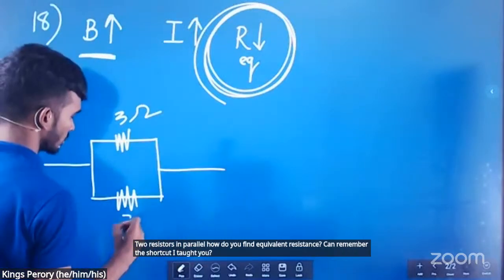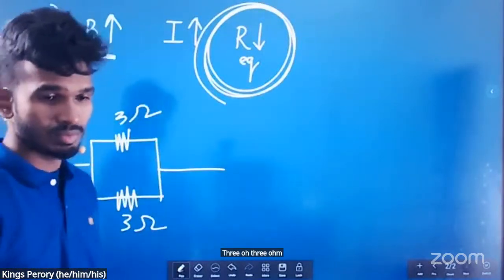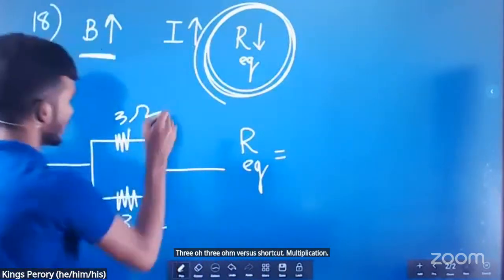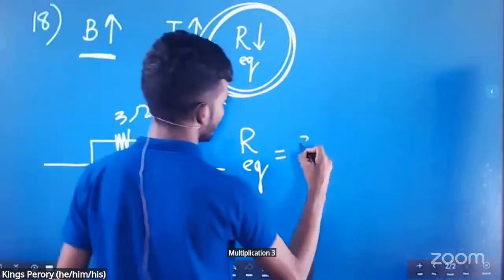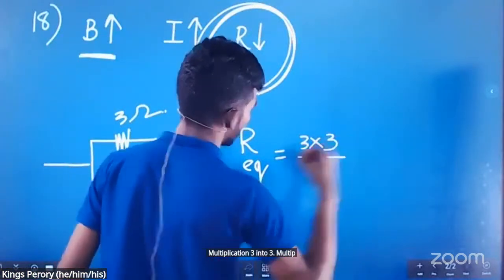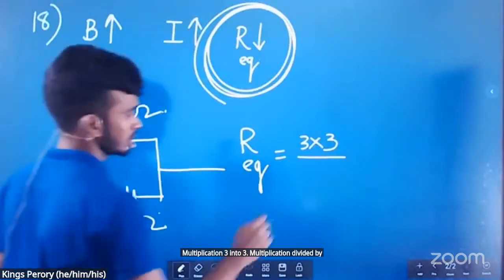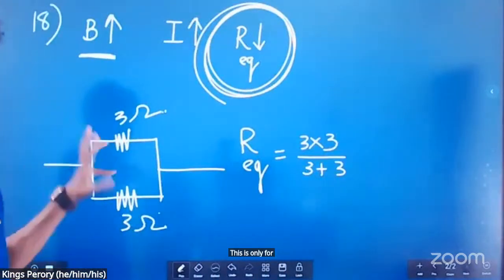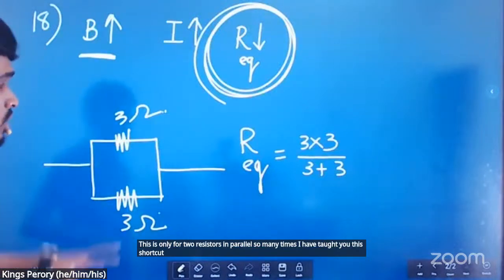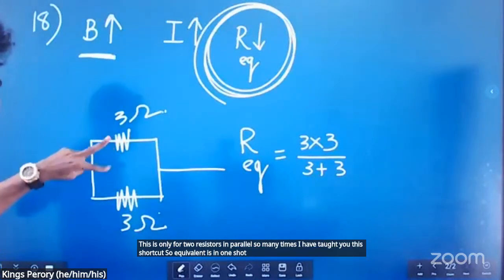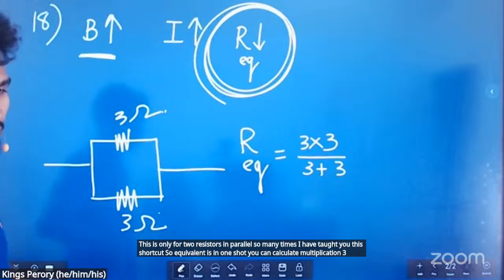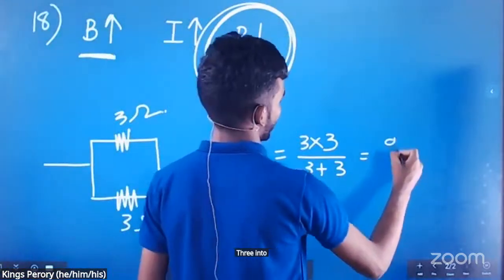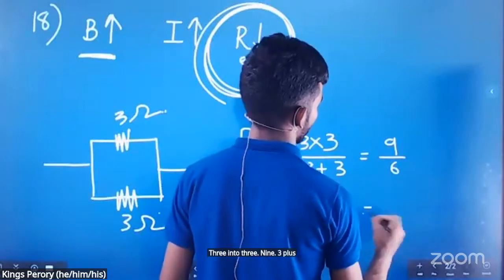3 ohm, 3 ohm. What's the shortcut? Multiplication, 3 into 3, divided by addition, 3 plus 3. This is only for two resistors in parallel. So many times I have taught you this shortcut. One shot you can calculate: multiplication 3 into 3, 9, divided by addition 3 plus 3, 6. 9 over 6.